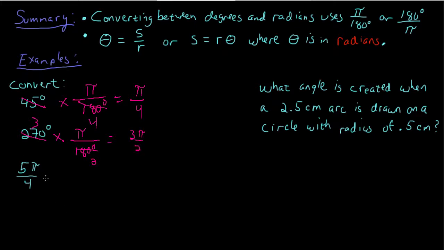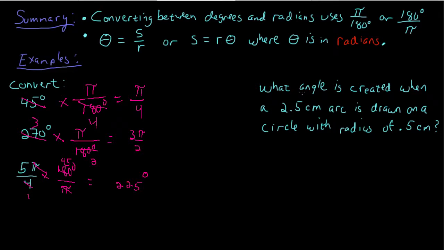And finally, this one doesn't have a degree symbol, so I'm converting out of radians and into degrees. I'm going to multiply by 180 degrees over pi radians. And if you notice, this time the fraction flip-flops because I want degrees to appear and radians to disappear. The pi's cancel. 4 goes into 180 45 times. And 45 times 5 is 225 degrees.